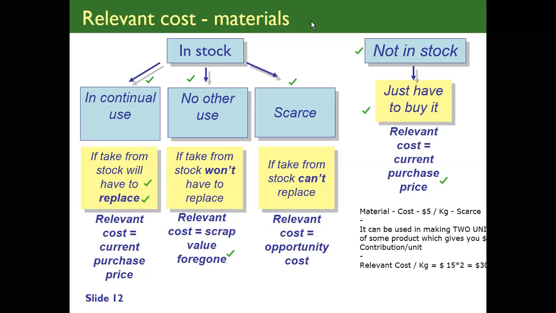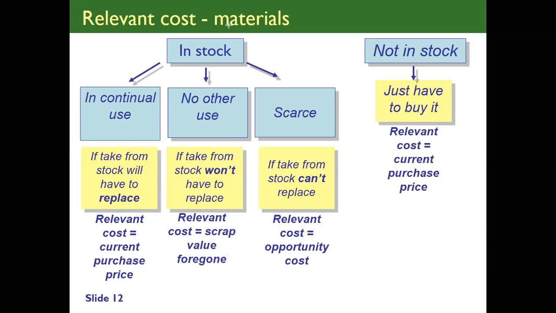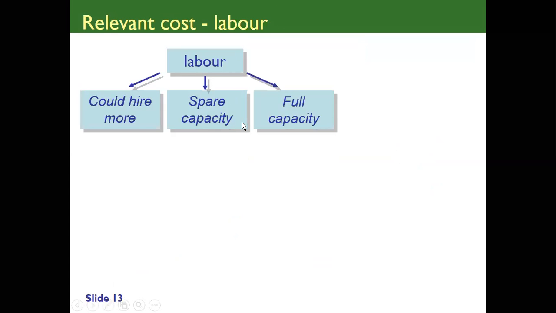And this is where a little bit of confusion may come in, because when you have to calculate the opportunity cost, you need to do something like this. You need to calculate how much it could have, would have, or should have given you. Okay, so I move forward. Relevant cost of labor. With labor, you've got 3 situations. Either you could hire more labor, or you have a spare capacity, or you have full capacity.